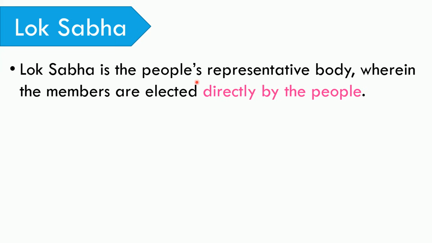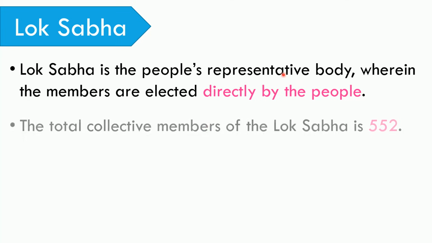Lok Sabha. Lok Sabha, as its name suggests, is the house of people and the lower chamber of the bicameral government. Lok Sabha is the people's representative body wherein the members are elected directly by the people according to universal adult suffrage and first past the post system, wherein the people cast their votes to the candidate of their choice and the one getting the highest number of votes wins.